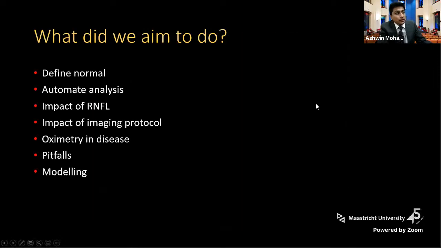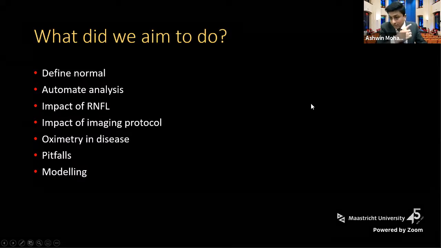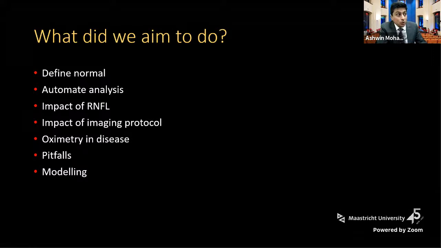So what did we try to do in the thesis? Well, first we wanted to see what happens in normal eyes. Then we wanted to see if that complex method that I showed you can be automated, because a different person can mark a different vessel and the values can be different. So we wanted to avoid that subjectivity. So we wanted to see if we can automate it.